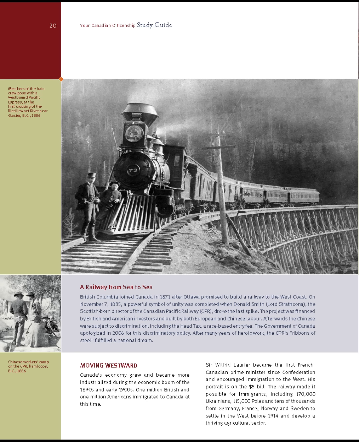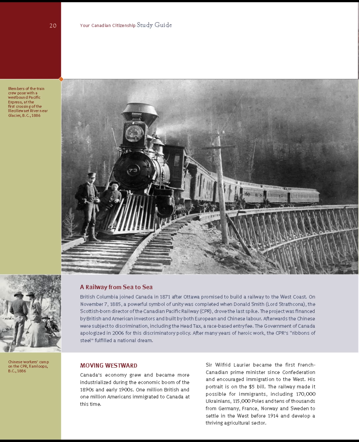Moving westward. Canada's economy grew and became more industrialized during the economic boom of the 1890s and early 1900s. 1 million British and 1 million Americans immigrated to Canada at this time. Sir Wilfrid Laurier became the first French-Canadian Prime Minister since Confederation and encouraged immigration to the West. His portrait is on the $5 bill.